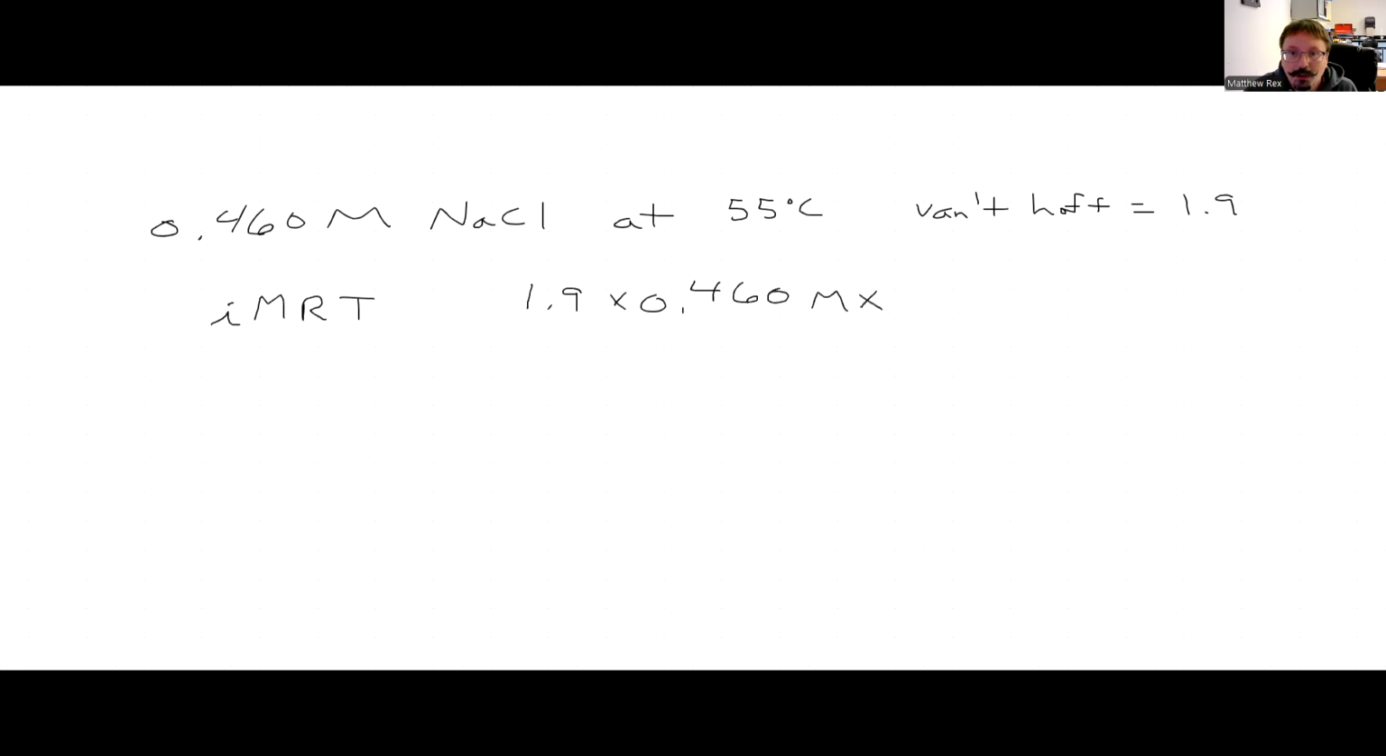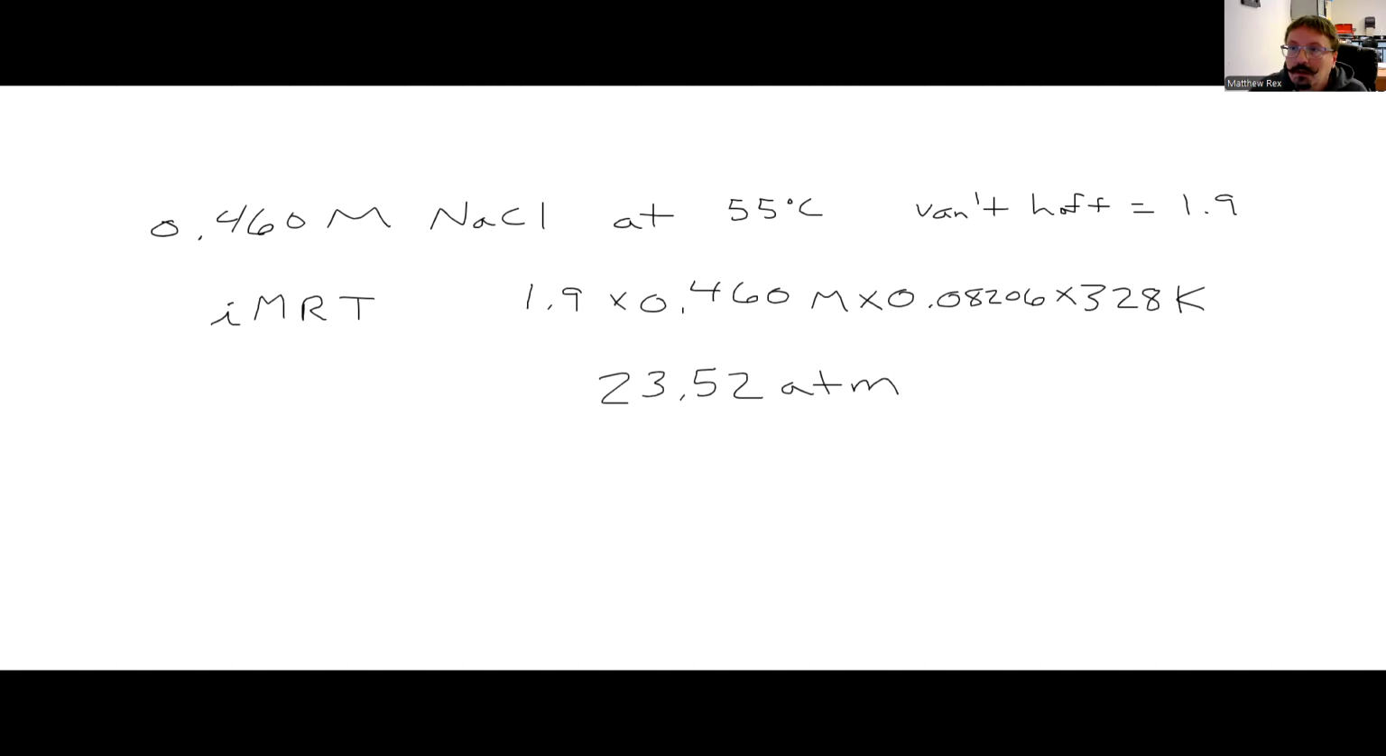Times the ideal gas constant. We're dealing with pressure, so we're going to use the 0.08206, which is liter atmospheres over mole Kelvin. And we're going to multiply that by the temperature. Units in the ideal gas constant are Kelvin, so I need to use the temperature in Kelvin. So 55 plus 273 is 328. So that should give me 23.52 atmospheres.